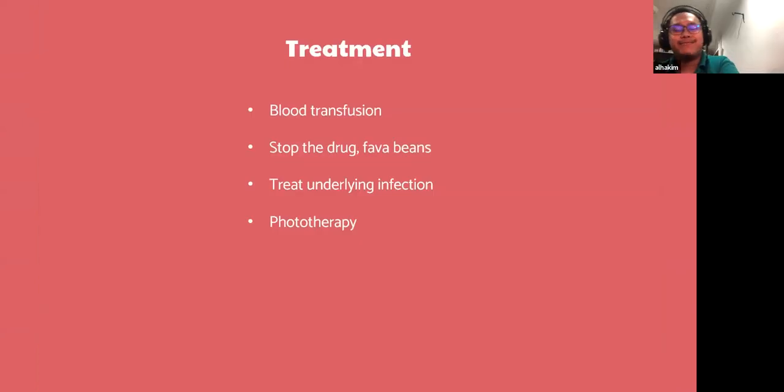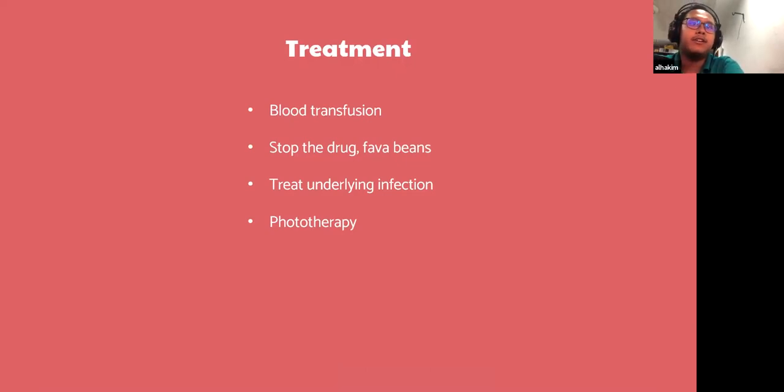Okay. Next is the treatment. The main treatment of G6PD deficiency is to avoid the oxidative stressor, because they only present with onset when they are exposed to the stressor. So, blood transfusion if necessary. If the patient is severe, stop the drugs and, of course, treat the underlying infection, and phototherapy.